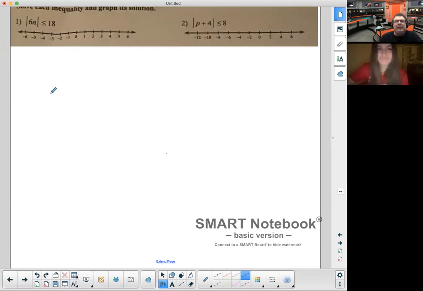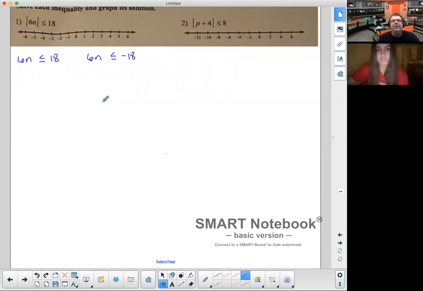Okay, so same procedure, even though we have the stupid inequalities. We're going to write out two different inequalities. We're going to say 6n is less than or equal to positive 18, and 6n is less than or equal to negative 18, okay? And you solve, there's only one little slight difference with inequalities when you solve them, and we're not going to have to get to that just yet.